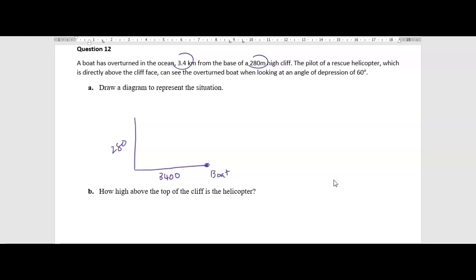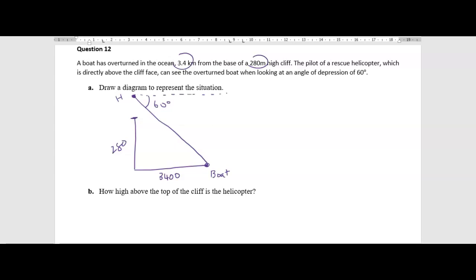The pilot of a rescue helicopter, which is directly above the cliff face, can see the overturned boat. Okay, so here's the helicopter, and it can see the boat. And the angle of depression, remember, always goes from the horizontal. So that angle there is 60 degrees. Okay, so that's the cliff top. Remember, helicopters are in the sky. A lot of you, when you were doing this question the other day, didn't draw that part properly.